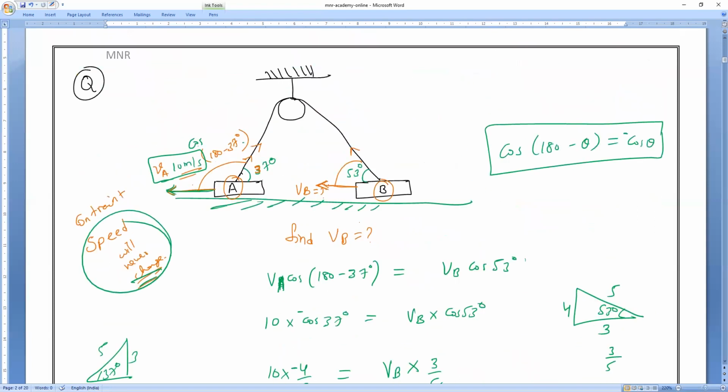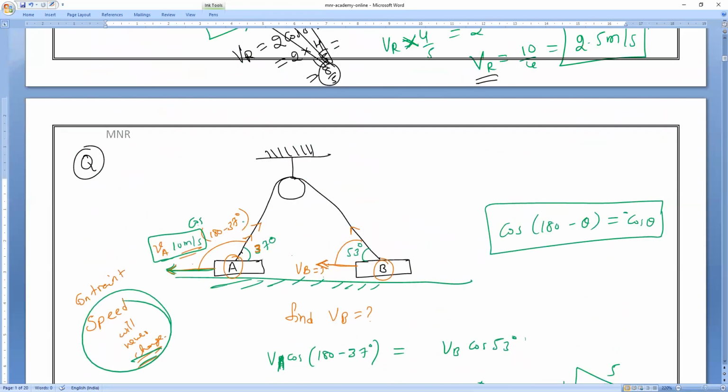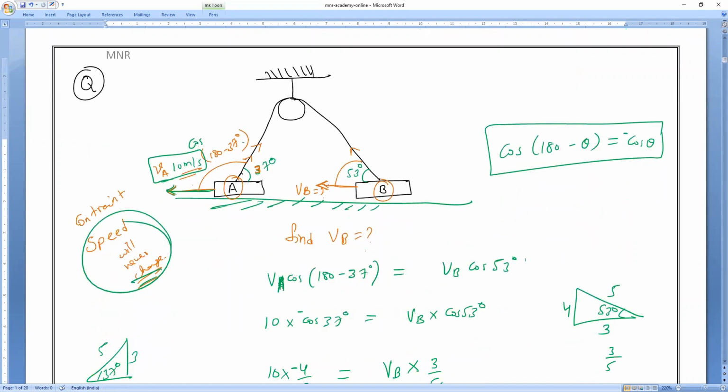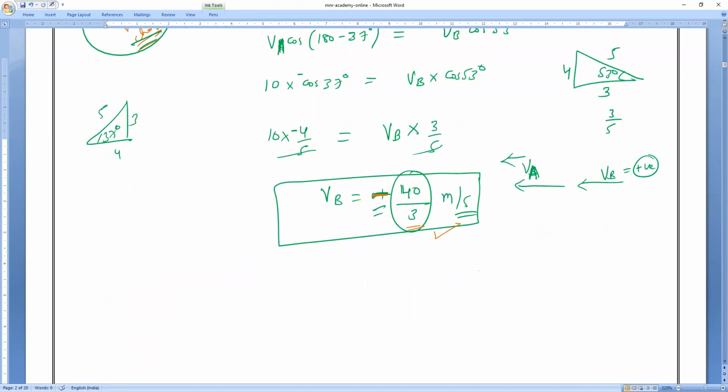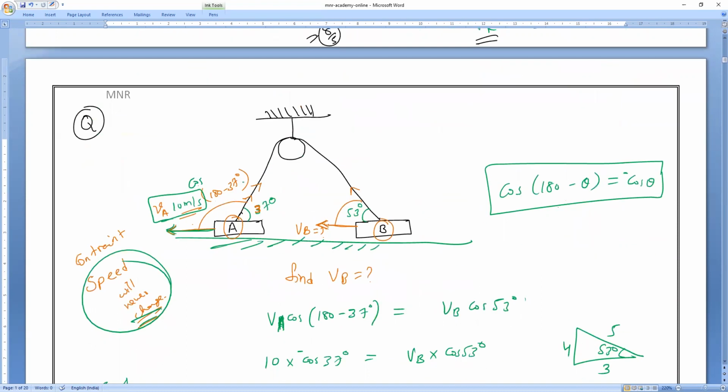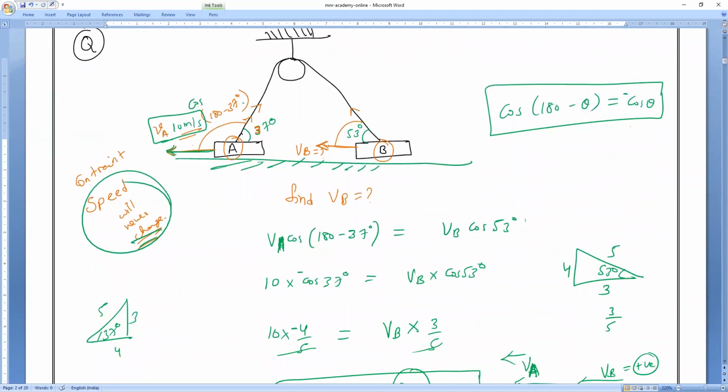If one body is attached at 37 degrees and another body is attached at 53 degrees, and A is pulled with 10 meter per second, then B is also pulled with 40 by 3 meter per second. That is how we have to find it. Here we verify that the term cos 180 minus theta is minus cos theta, not cos theta. Just check it, everybody.